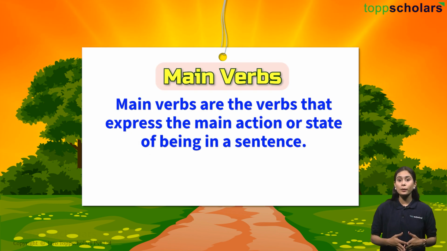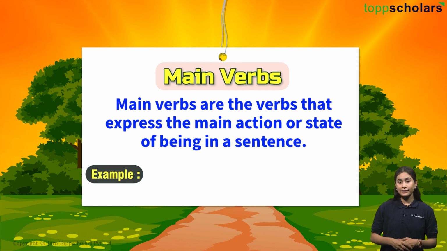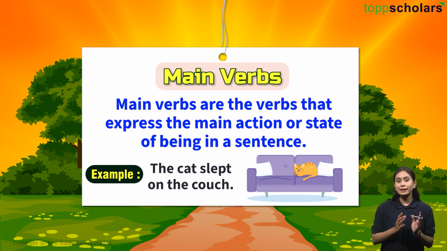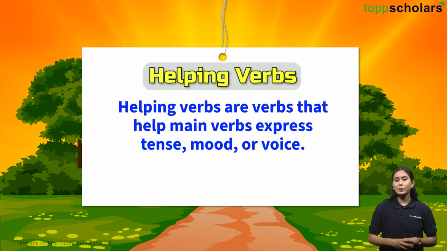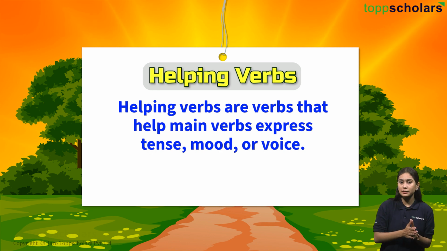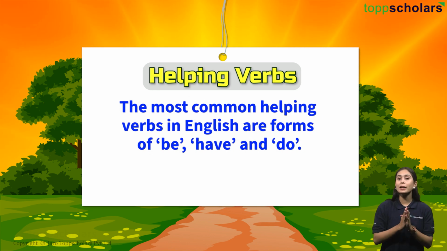Main verbs are the verbs that express the main action or state of being in a sentence. Example, the cat slept on the couch. Helping verbs are verbs that help main verbs express tense, mood or voice. The most common helping verbs in English are forms of be, have and do.